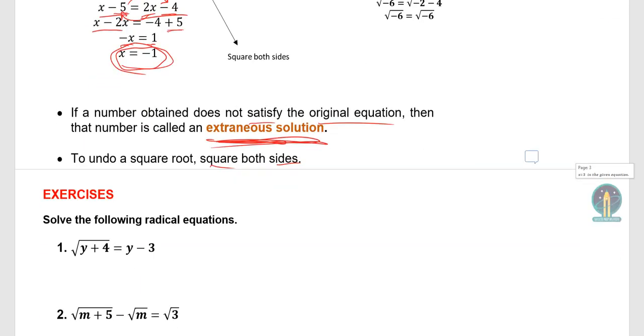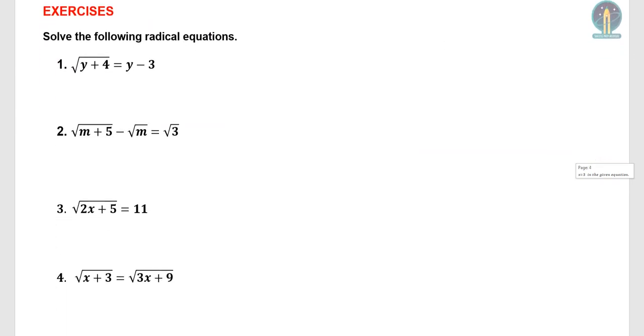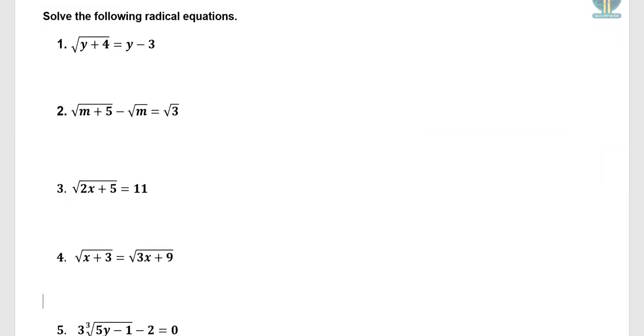Very good. Now we have the exercises. Please pause the video, work on these, and come back for the solutions. Okay, let's look at the first exercise.